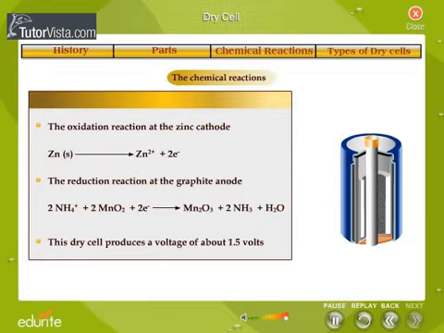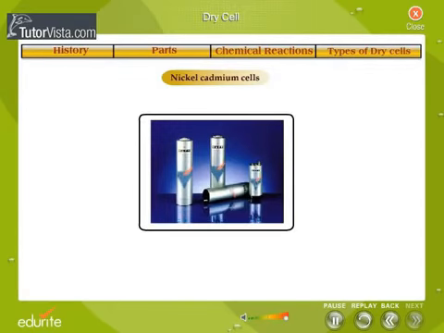The chemical reactions that take place inside the cell are quite complex. The simplified reactions are given here. At the zinc cathode, zinc metal is oxidized to positively charged zinc ions, releasing 2 electrons. These electrons are collected by the graphite anode. The reduction reaction at the graphite anode is represented here. This flow of electrons produces electric current. This dry cell produces a voltage of about 1.5 volts. Nickel-cadmium cells are rechargeable cells.